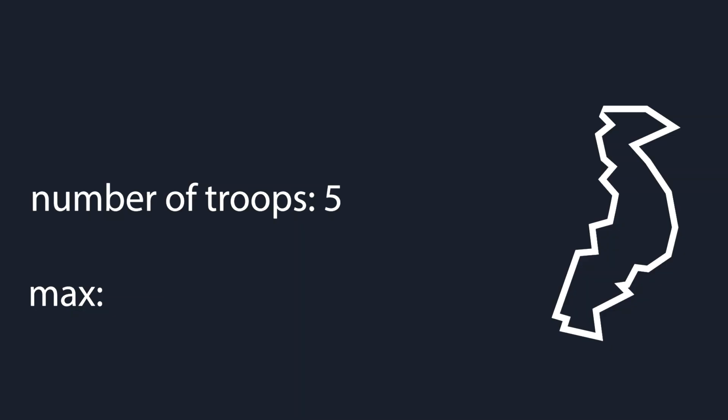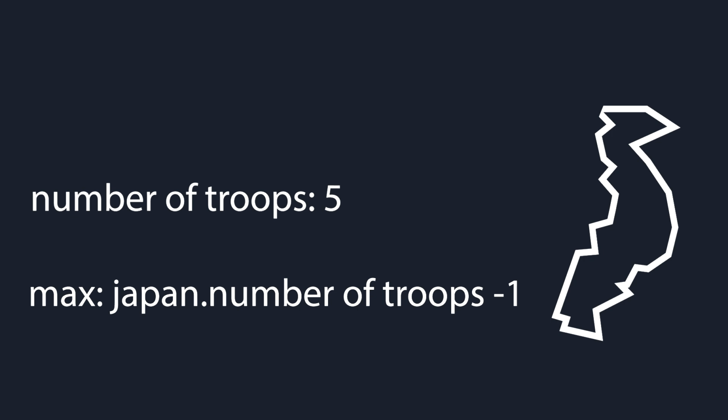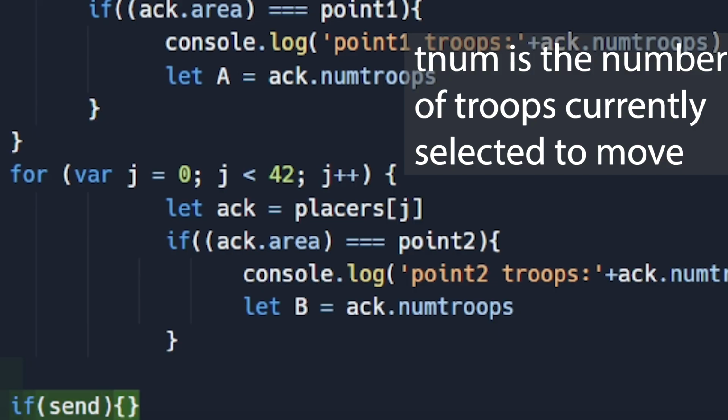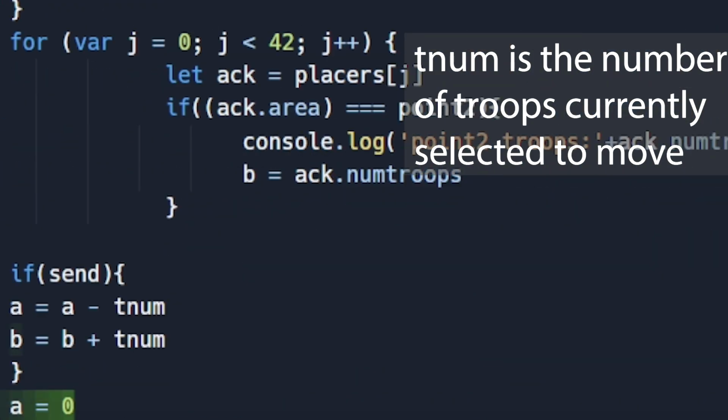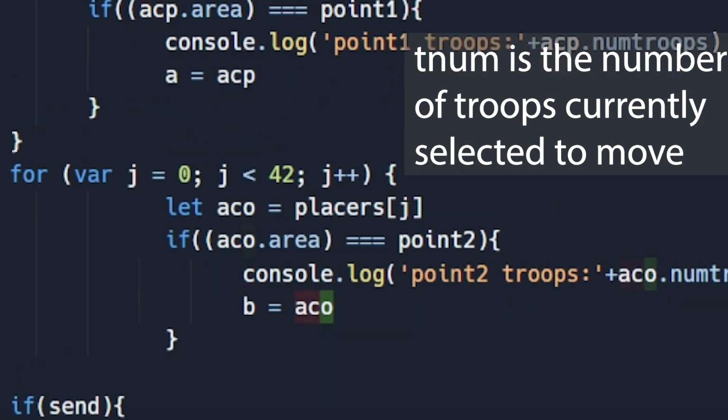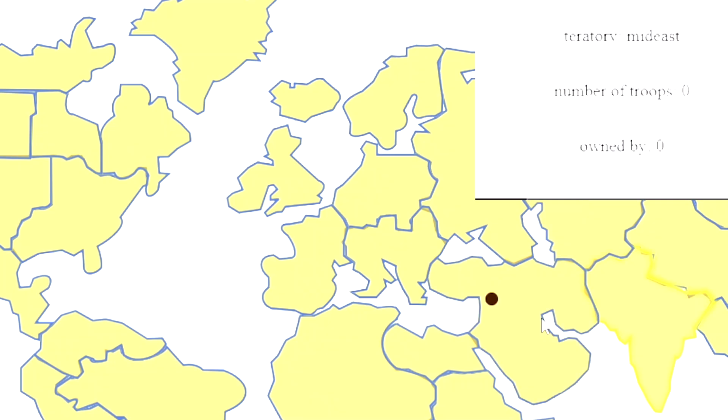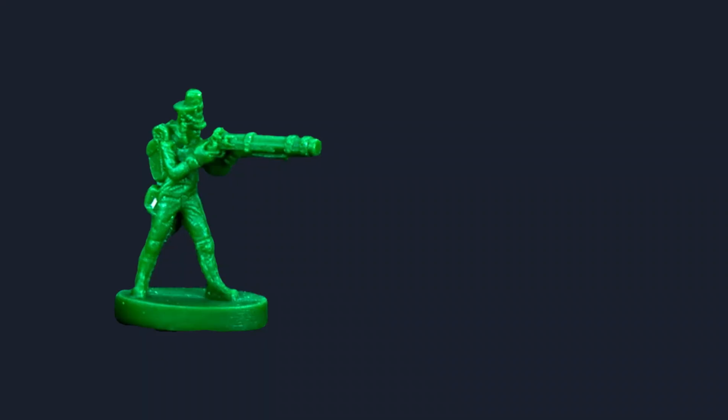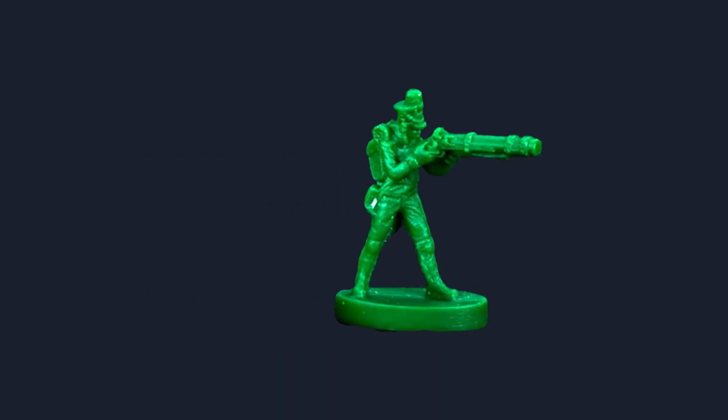In the function, I'm going to add that cap max as 1 minus the maximum amount of troops on that territory. Then just make it subtract t_num from the first object and add to the second object. We can move.